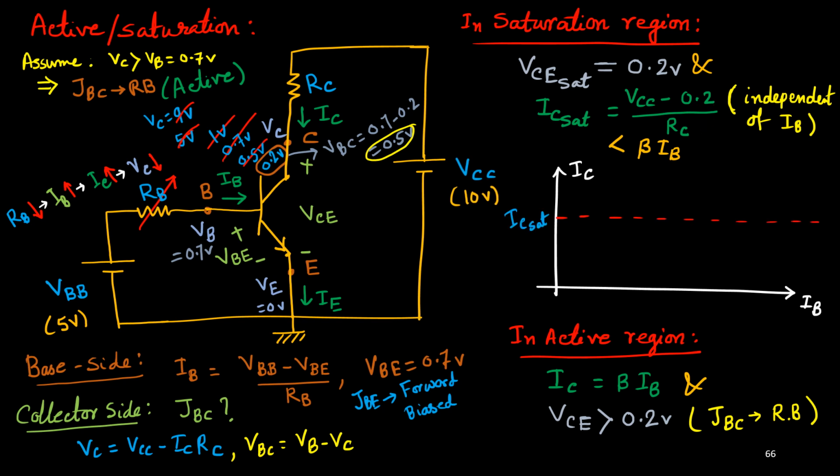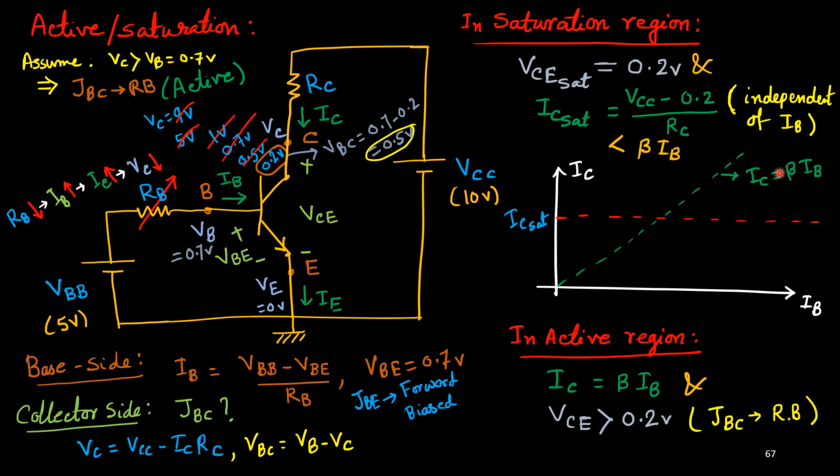Now, if we want to draw these things, this IC saturation we can find out, this is one level. If all the values are given, RC is given, VCC is given, then under saturation region this IC current will be this much, suppose. Now for the active region, IC equals beta IB. It's a linear equation. Okay. So this one, IC equals beta IB, one slope. Beta should be given.